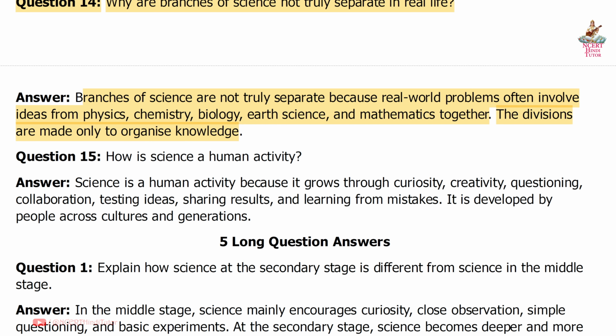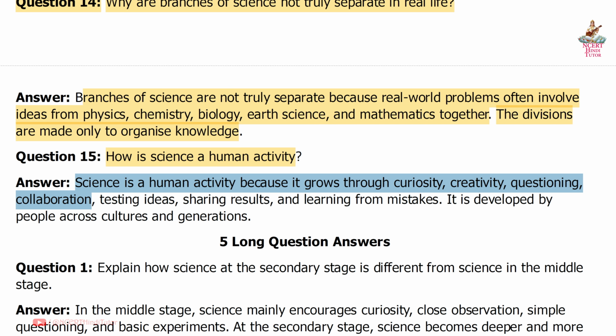Question 15. How is science a human activity? Answer. Science is a human activity because it grows through curiosity, creativity, questioning, collaboration, testing ideas, sharing results, and learning from mistakes.